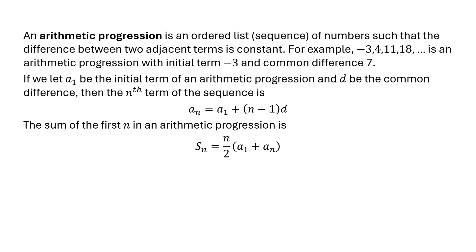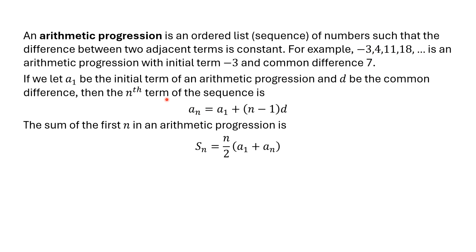An arithmetic progression is an ordered list, a sequence of numbers, such that the difference between any two adjacent terms is constant. So we have an example here, minus 3, 4, 11, 18. So the difference is 7.